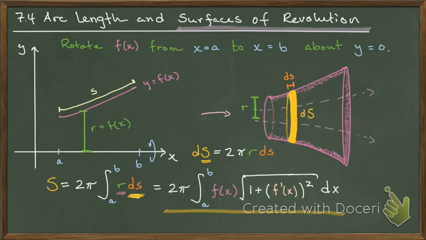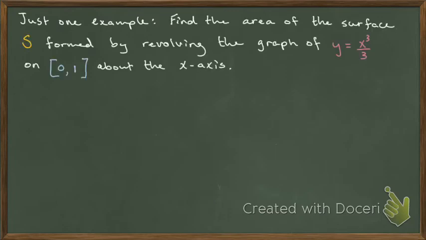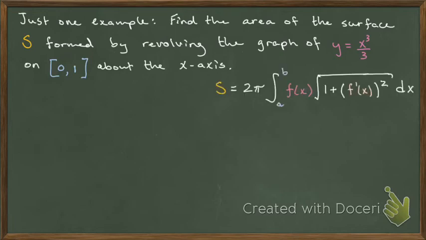Just one example, I want to find the area of the surface S formed by revolving the graph of y equals x cubed over 3 on the interval from 0 to 1 about the x-axis. Okay, here's my formula again. So I'm just going to plug and play here. There's not a lot too intricate going on.